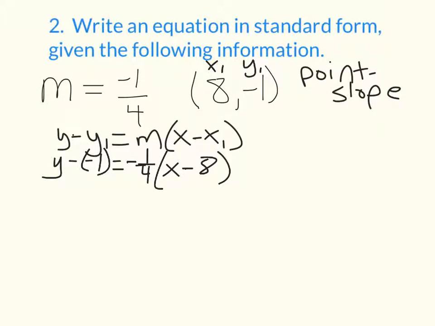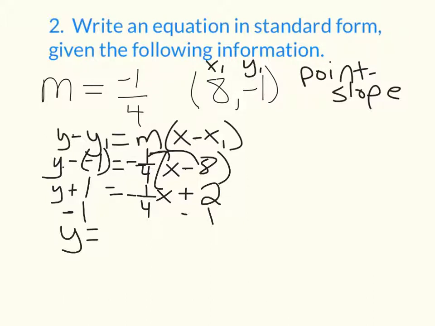Now we're going to simplify. We have y plus 1, negative times negative is a positive, equals, we're going to distribute, negative 1/4 x. Negative 1/4 times a negative 8 is going to be a positive 2. Then we're going to solve for y, subtracting 1 on both sides. So this is, again, slope-intercept form.